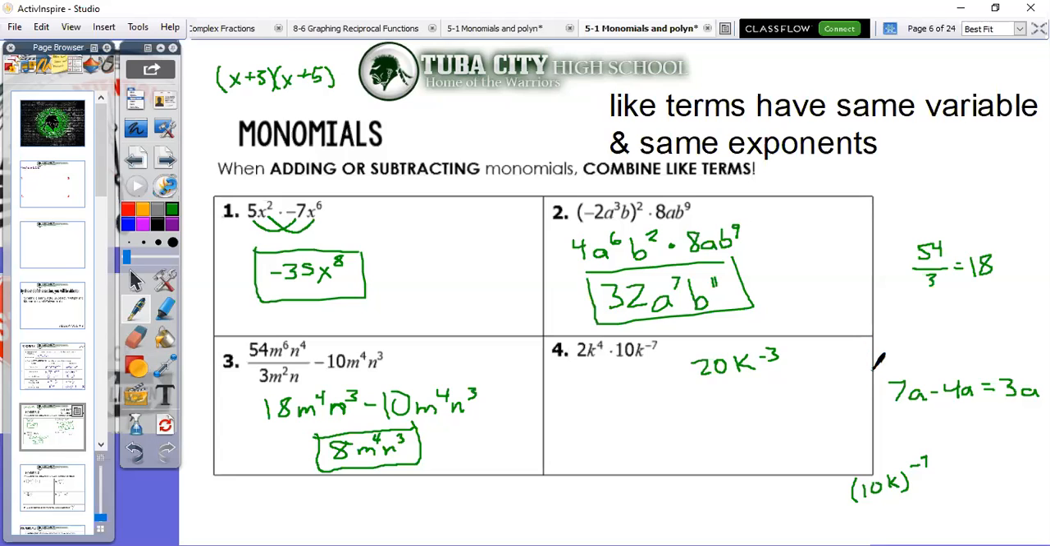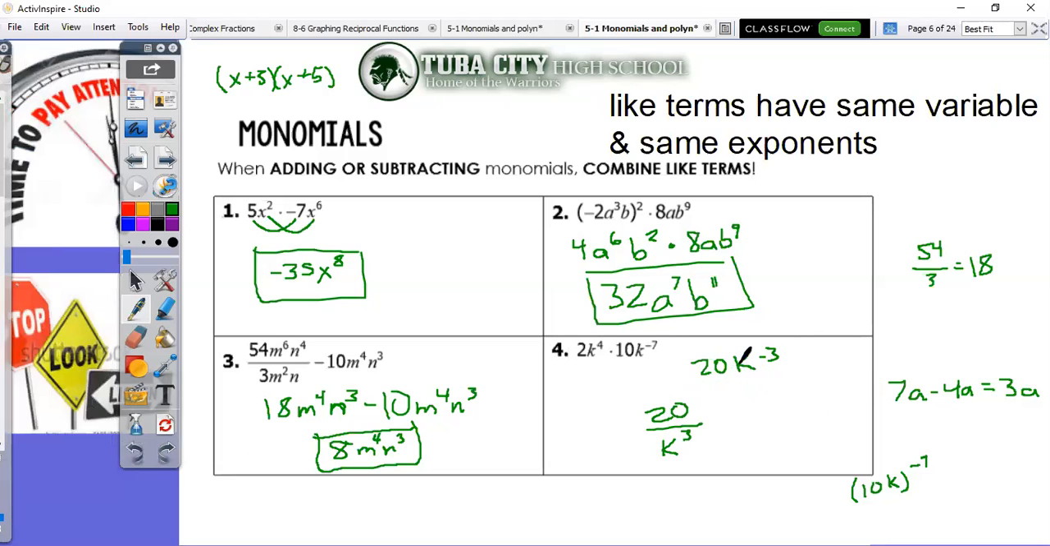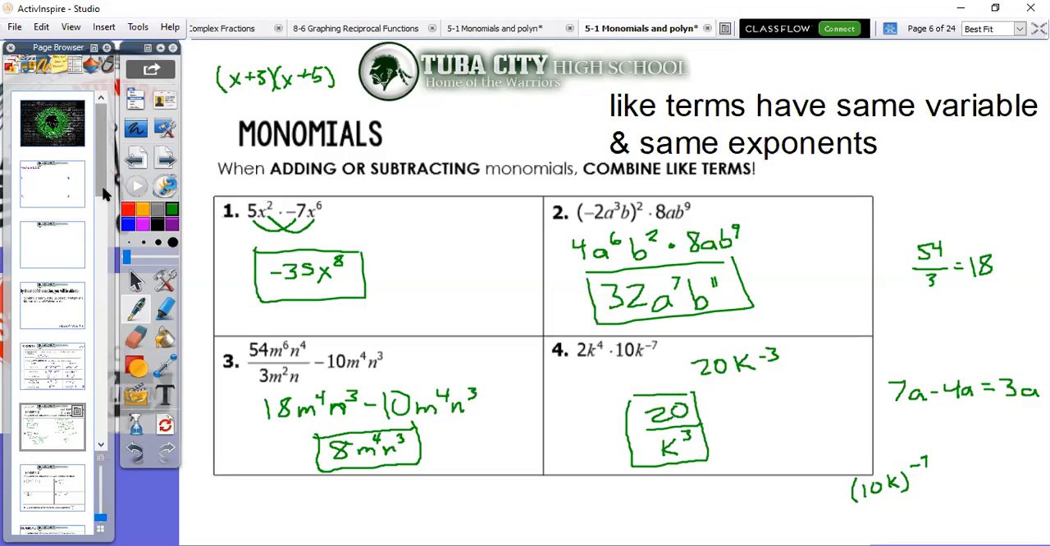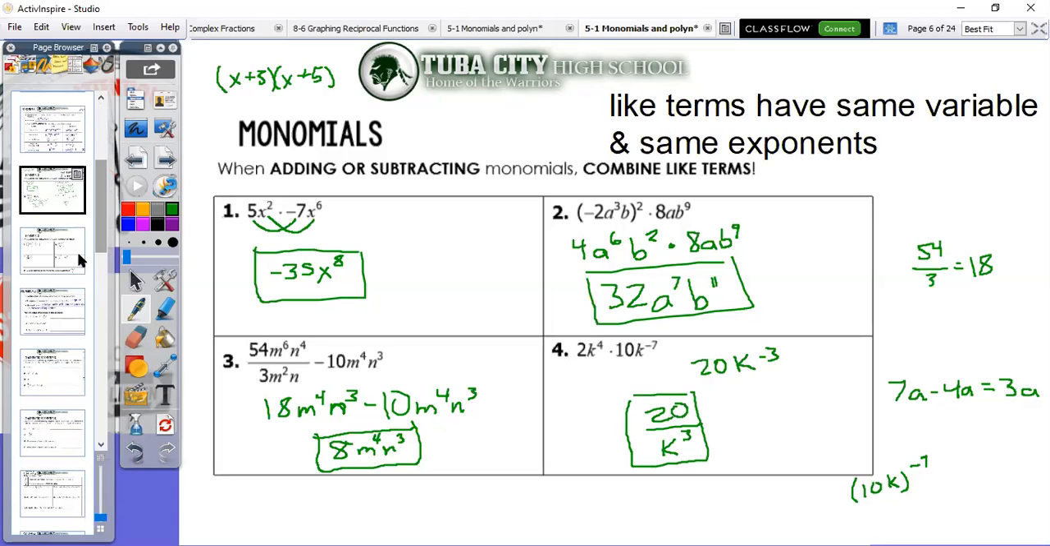Now again, this negative 3 only applies to the k. So instead of thinking of it like flipping or reciprocal, what this means is that the k has to switch sides of the fraction. So here it's on the top of the fraction, because all whole numbers have a bottom number of 1. If I were to flip it, the k is now on the bottom. So k to the 3. All right, and that's it for that one.